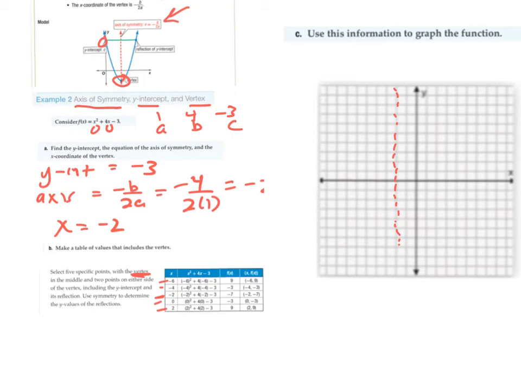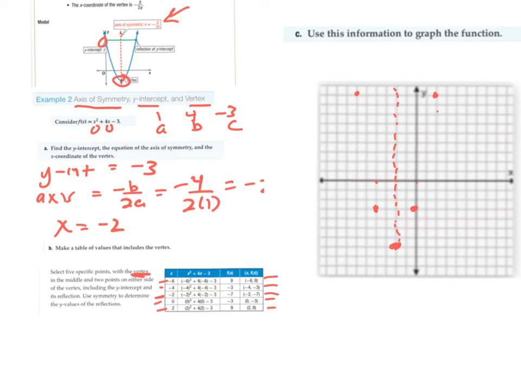And if you do the math of that, you come up with these points. If we plot those points: negative 6, 9, right here. Then negative 4, negative 3, which is right here. And we have negative 2, negative 7, that's our vertex. And we have 0, negative 3. And our final point is 2, 9, up here.